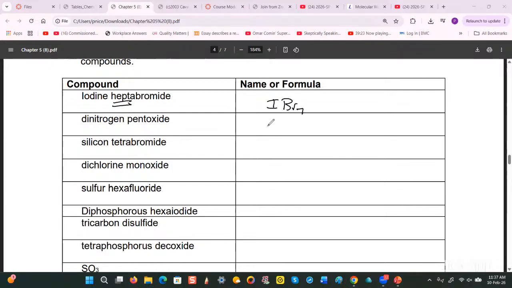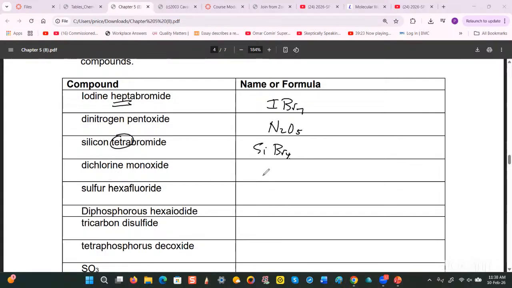Dinitrogen pentoxide. N2O5. N2O5 is indeed correct. Silicon tetrabromide. SiBr3. I'm sorry? Tetra, what does tetra mean? 4. So it's SiBr4. All right?